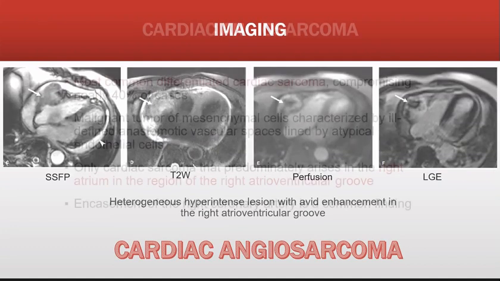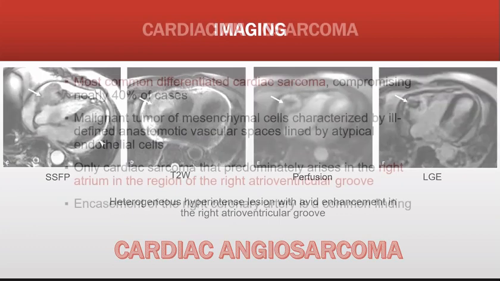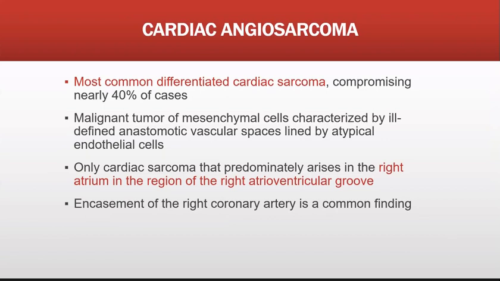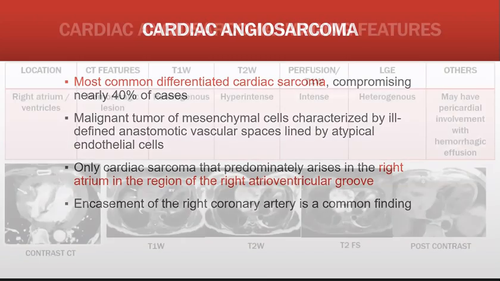Cardiac angiosarcomas are the most common differentiated cardiac sarcomas, comprising nearly 40% of cases. It's a malignant tumor of mesenchymal cells characterized by ill-defined anastomotic vascular spaces lined by atypical endothelial cells. It's the only cardiac sarcoma that predominantly arises in the right atrium in the region of the right atrioventricular groove.